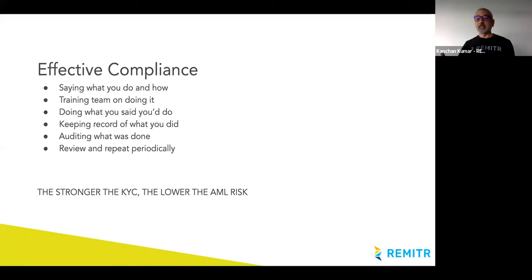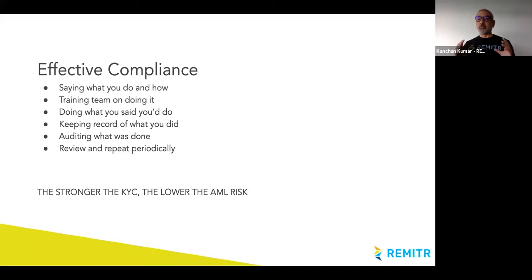The third part is doing what you said you would do, which basically means that if you said this is how you do customer KYC, or this is the process of customer onboarding or transaction monitoring, you are doing exactly what you wrote.